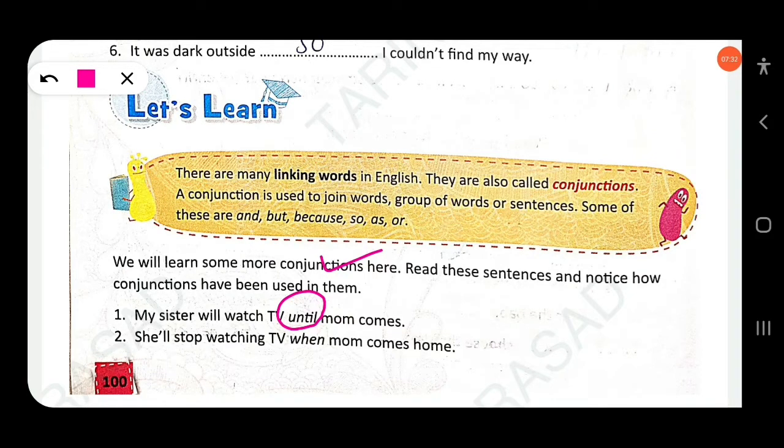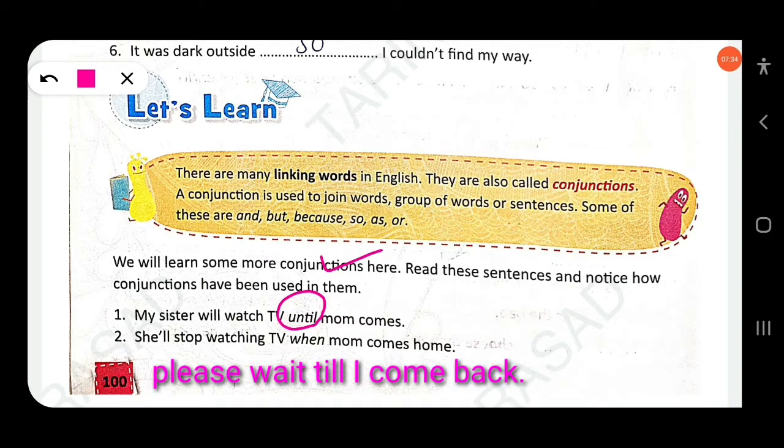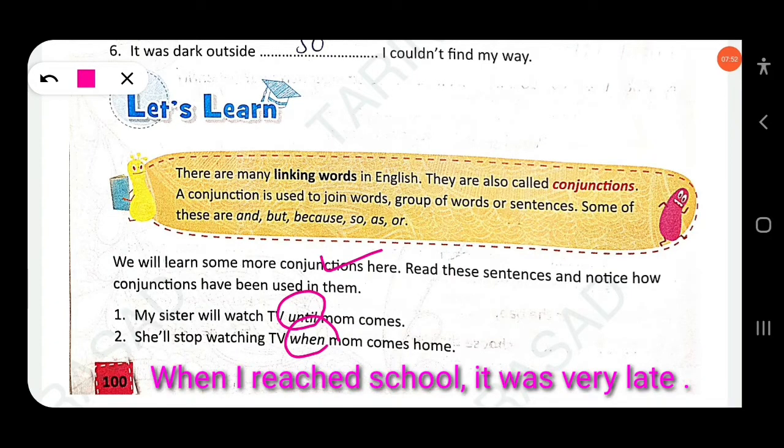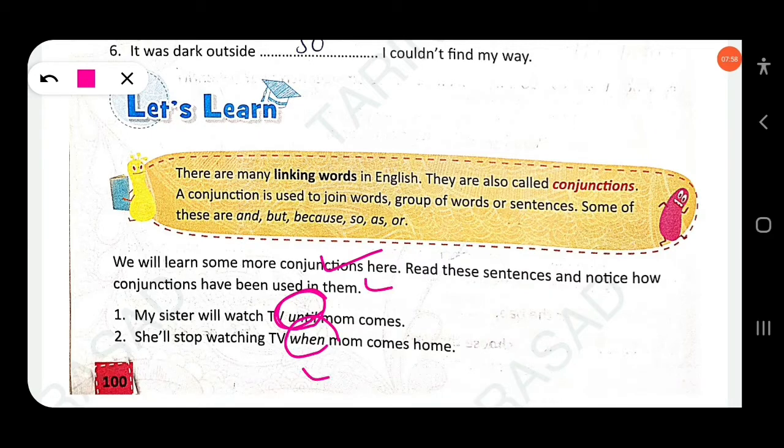Similarly, take another example. Please wait till I come back. The next, she will stop watching TV when mom comes back. Here the conjunction when is used. When is used to indicate time. Suppose take an example: when I reached school it was very late. So here when is used to show time, and until is also used. Both until and when are used to indicate time.